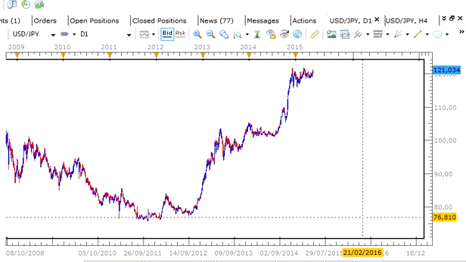We're going to be taking a look at the US dollar Japanese yen today and identify if there are going to be any swing trading opportunities for us with this pair over the next couple of days.